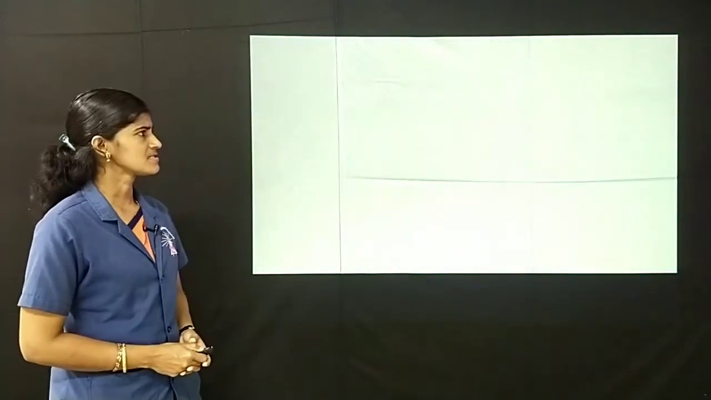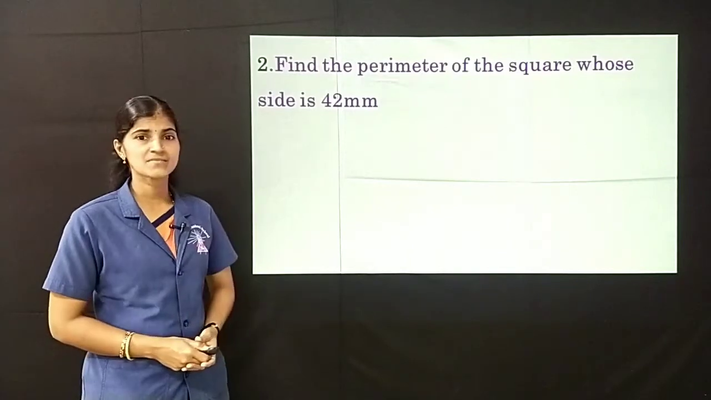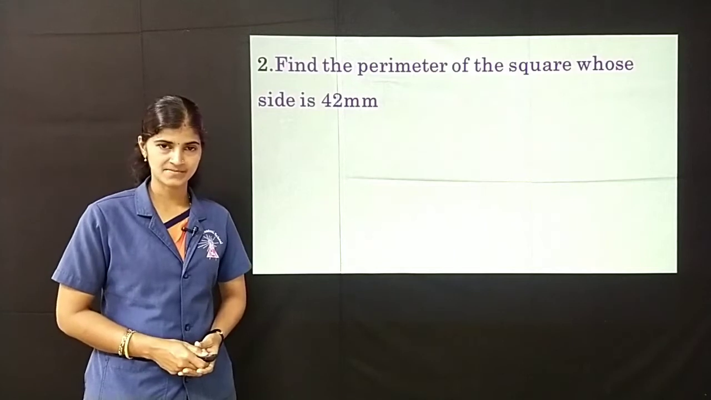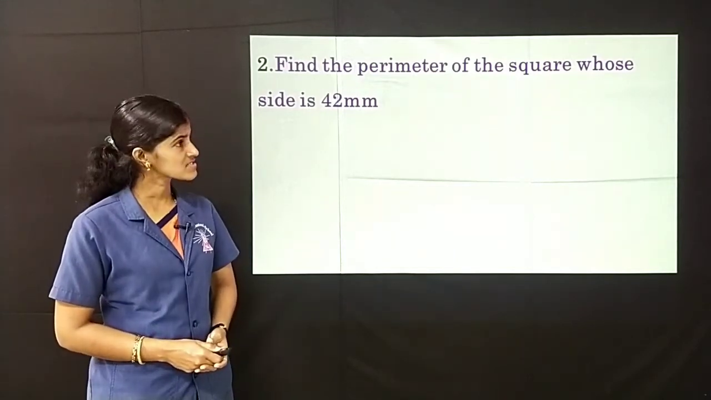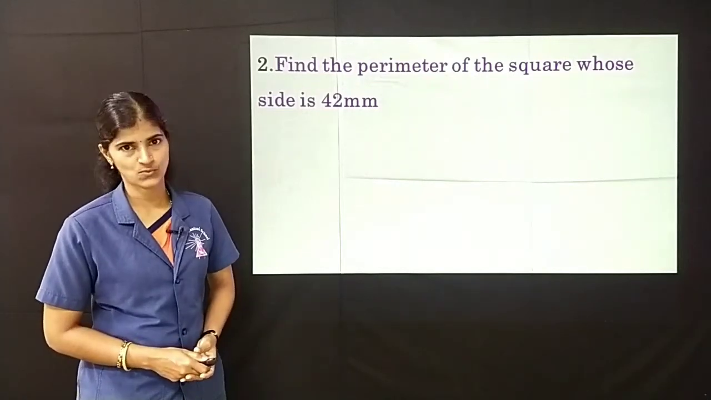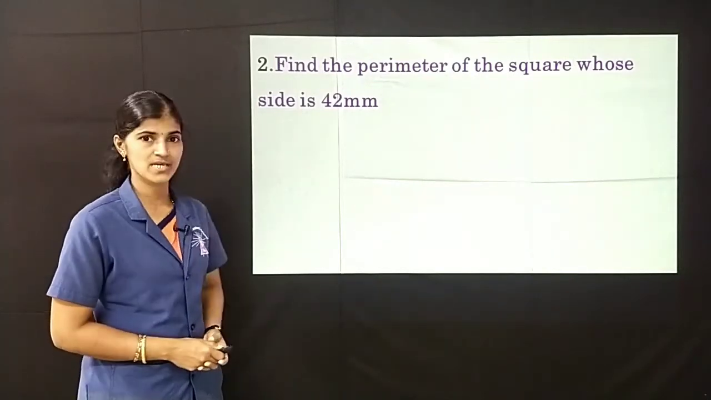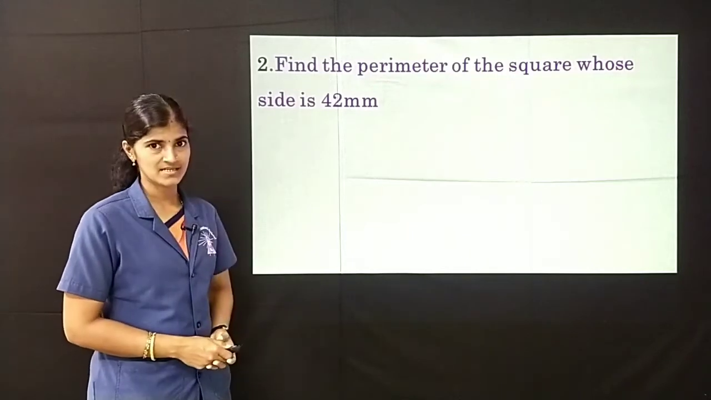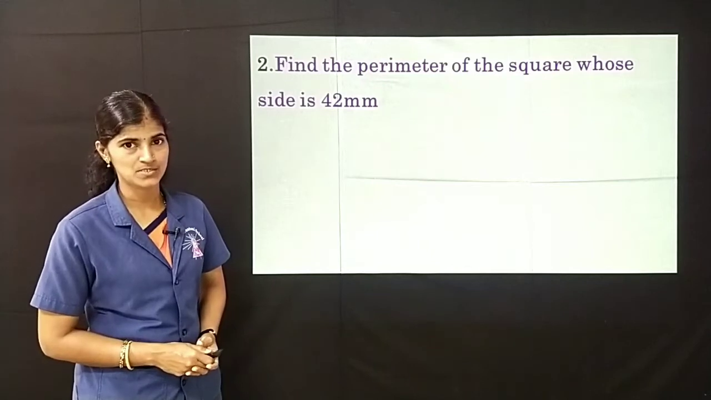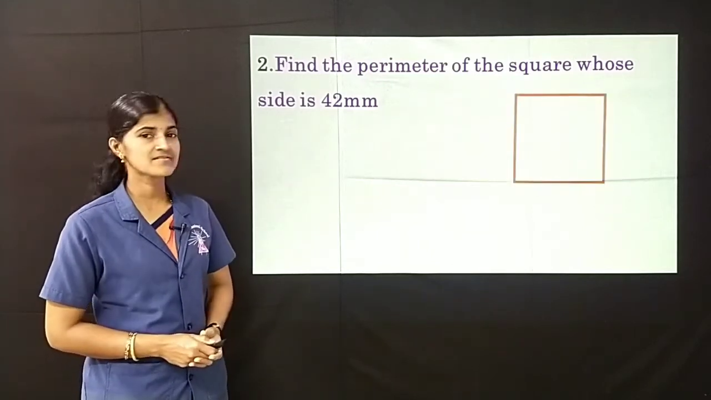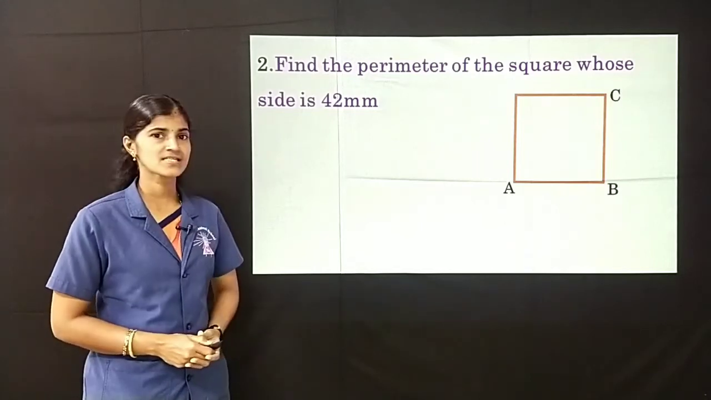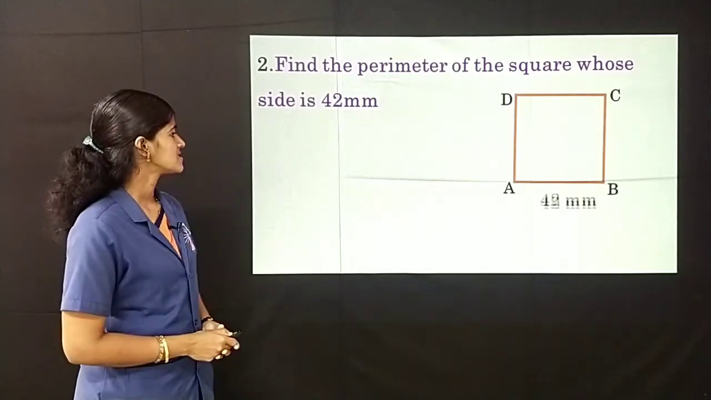Okay. Next one, find the perimeter of the square whose side is 42 millimeter. In case of a square, it is enough for us if we get one side of the square. So one side of the square is 42 millimeter. As we know, in the case of a square, all the sides are equal, right? Now, here is a rough diagram of a square ABCD.